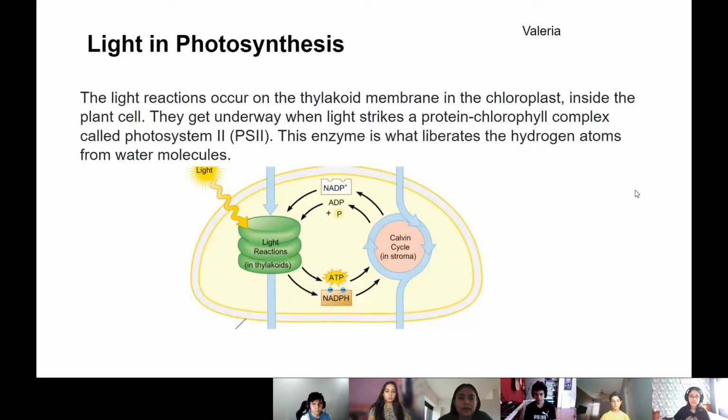The light in photosynthesis. The light reaction occurs on the thylakoid membrane in the chloroplast inside the plant cell. They get underway when light strikes a protein chlorophyll complex called photosystem II. This enzyme is what liberates the hydrogen atoms from water molecules.